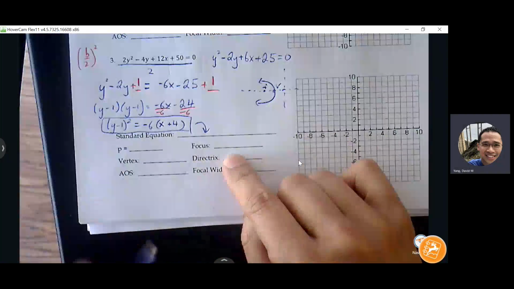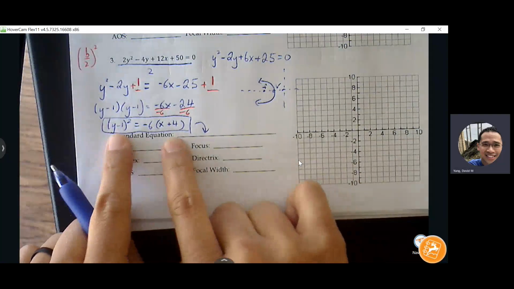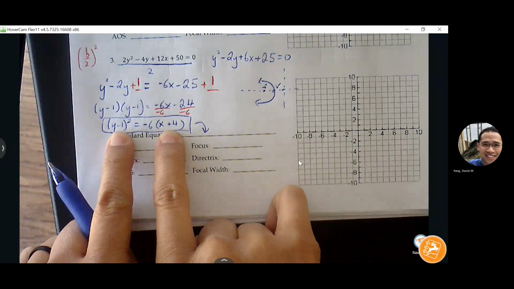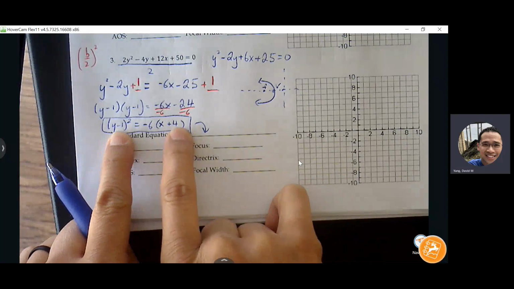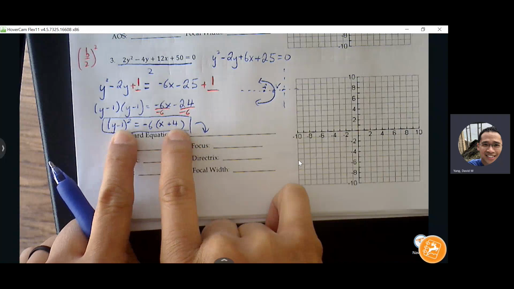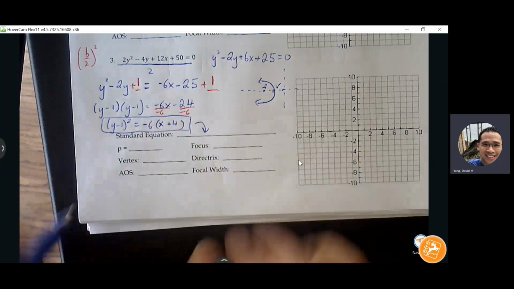Linear equation, I already have that. Vertex, what's my vertex? Good, so we follow the h, which is with the x, and then followed by the k, which is with the y, and we have to make sure we change the signs of everything we see inside the parentheses.